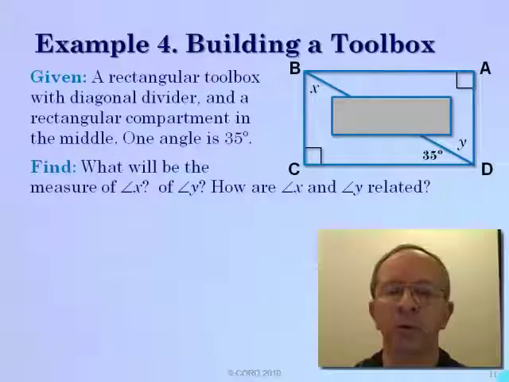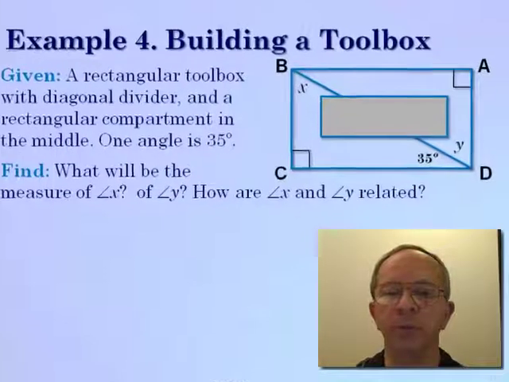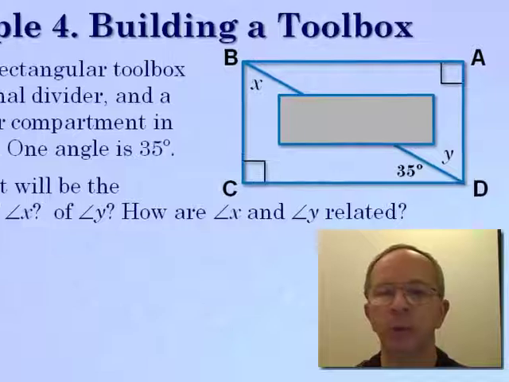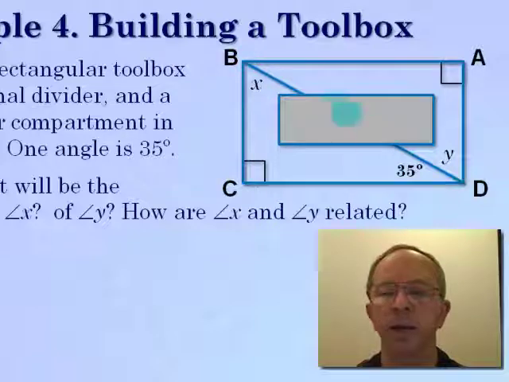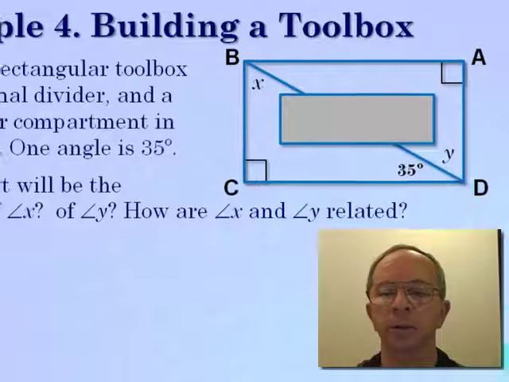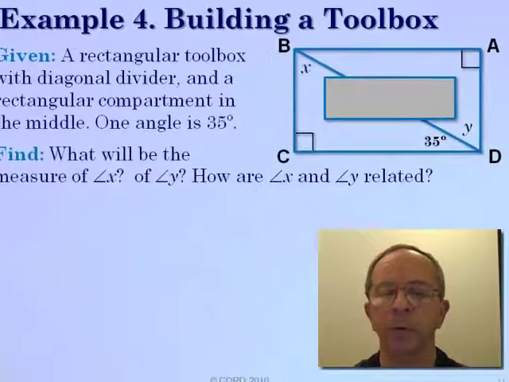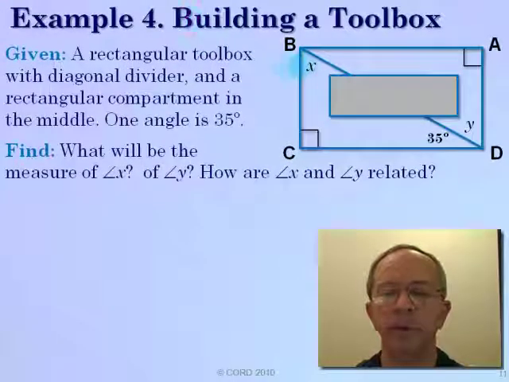Example 4 asks you to build a toolbox using some geometry. So we've got a toolbox here with a rectangular compartment in the middle of it, probably to put some smaller tools or something, and a divider going across the diagonal between B and D on this drawing. And we're asked, what will be the measure of angle X and of angle Y?